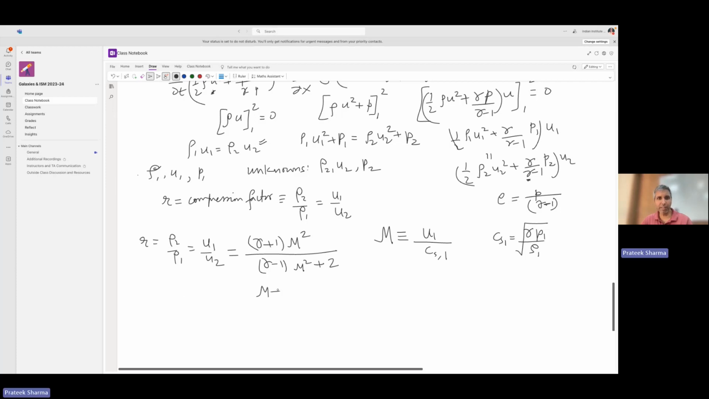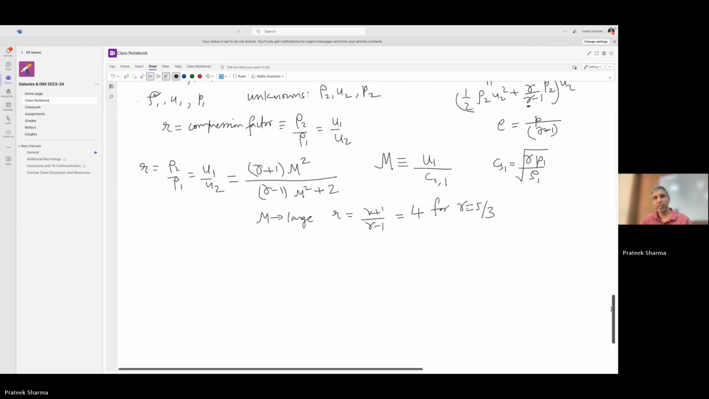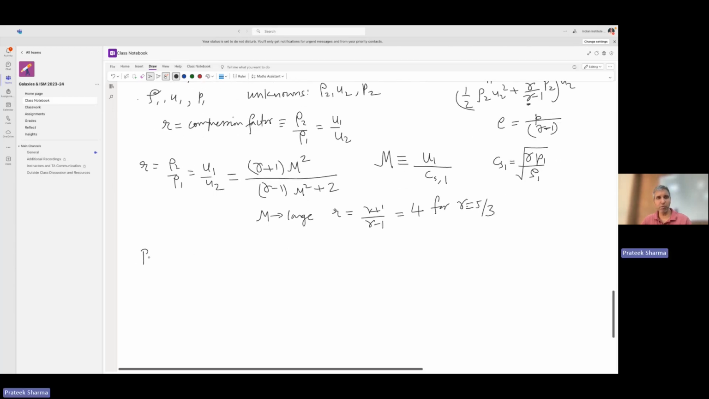And you can actually see when Mach number is large, the compression ratio becomes (gamma plus 1) by (gamma minus 1), which is equal to 4 for gamma equals 5/3. So gamma equal to 5/3 is the ideal gas, monoatomic ideal gas. Similarly, P2 by P1. You see this one, basically, however strong the shock is, you can only compress that gas by a factor of 4. You cannot raise the density by more than a factor of 4. But the pressure can actually be raised humongously.